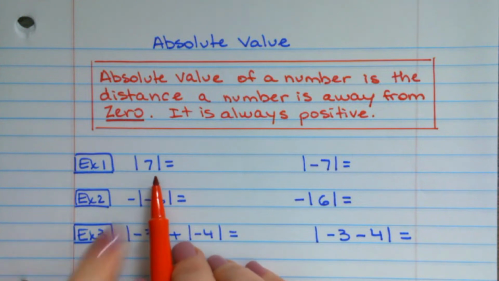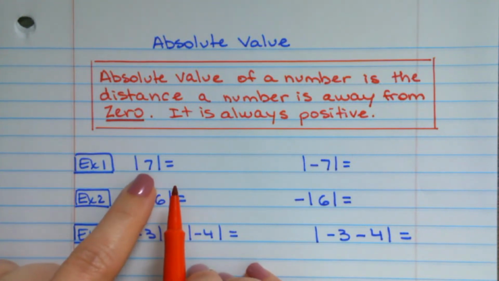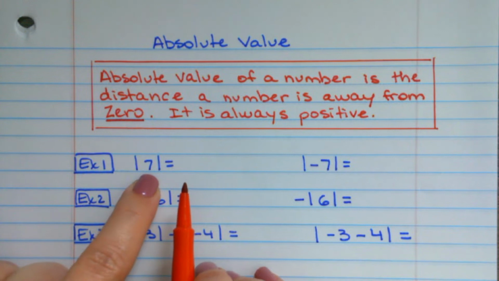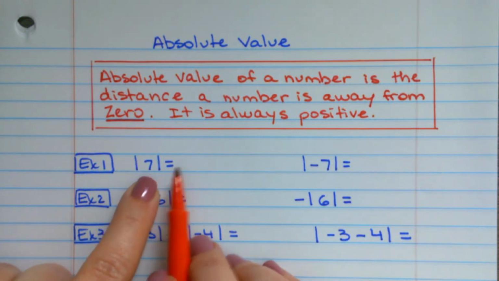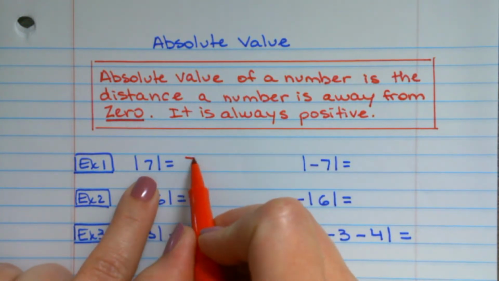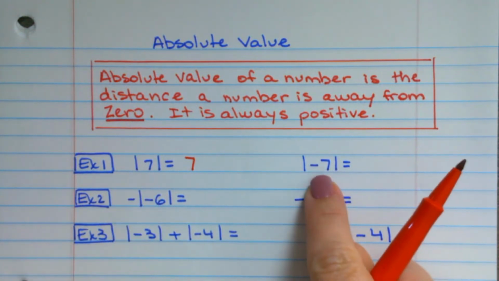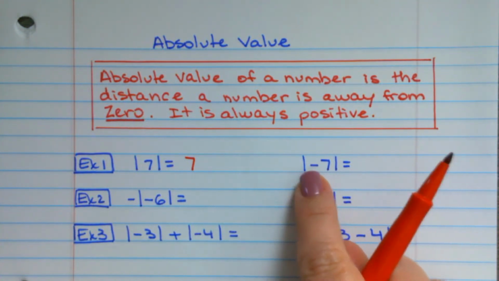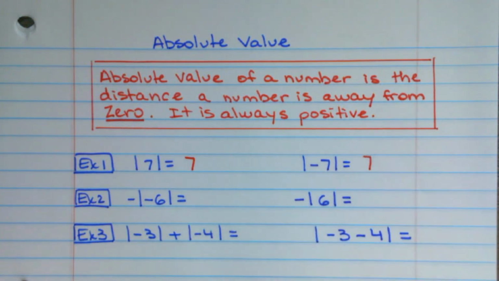So we will evaluate the absolute value of 7 right here. Well, think about the number line. And the distance from 0 to 7 is just 7. Also, we need to evaluate the absolute value of negative 7. Well, think about the number line. Again, the distance from 0 to negative 7 is also 7.